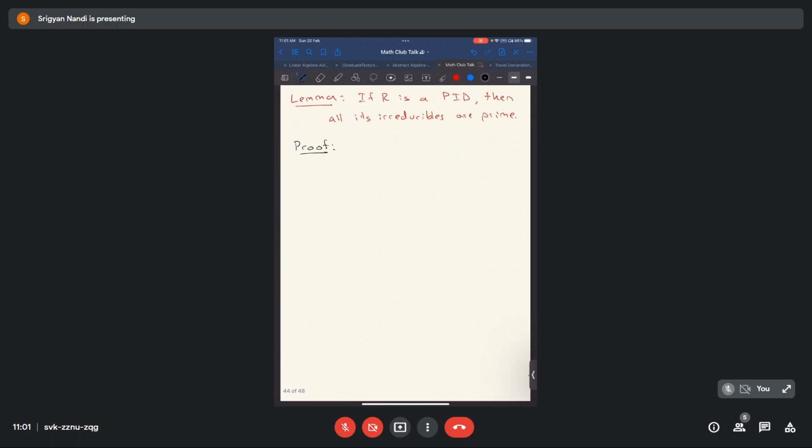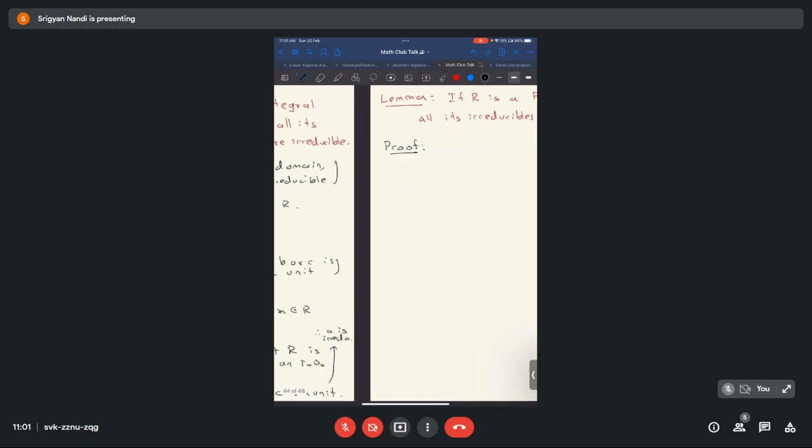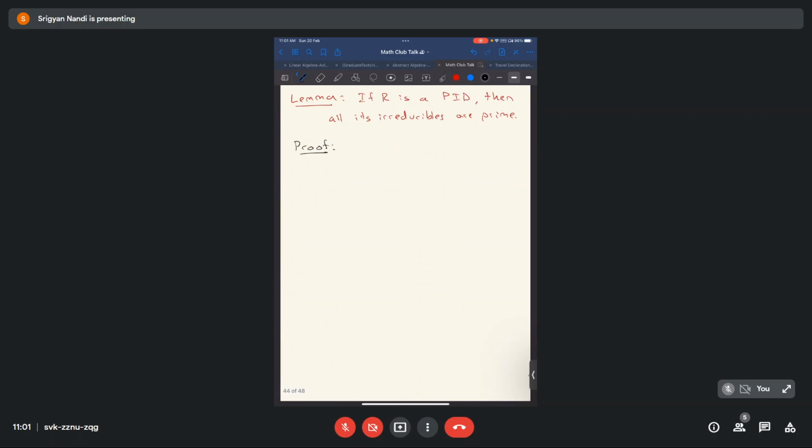Now this theorem held true for all integral domains, right? So let's try to visualize this. If this was the space of all integral domains, then we had the fact that all primes are irreducible, right? But now, if we go into the space of integral domains and we just consider the space of all PIDs, then we have that, in fact, inside here, not only are all primes irreducibles, we have that all irreducibles are also prime.